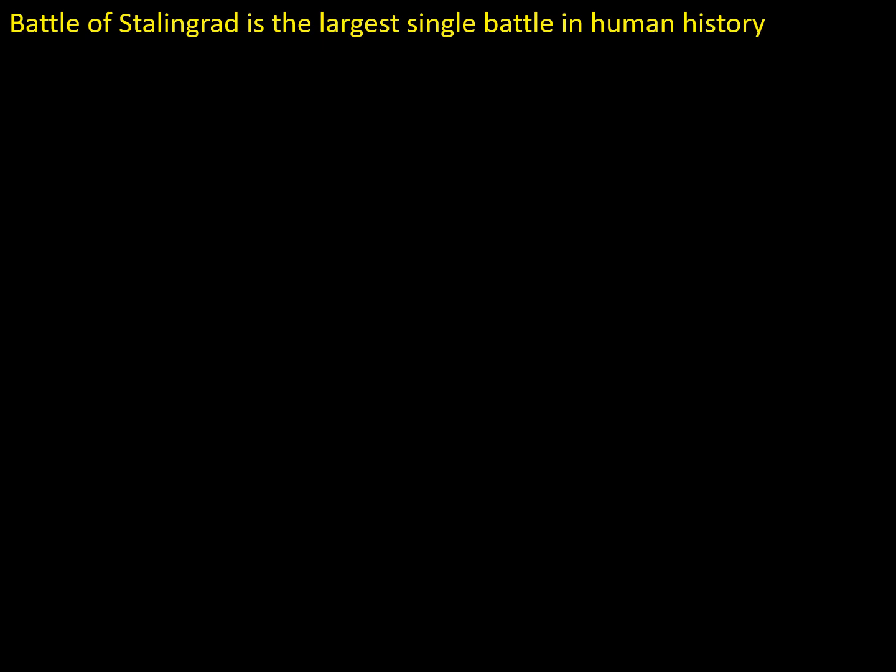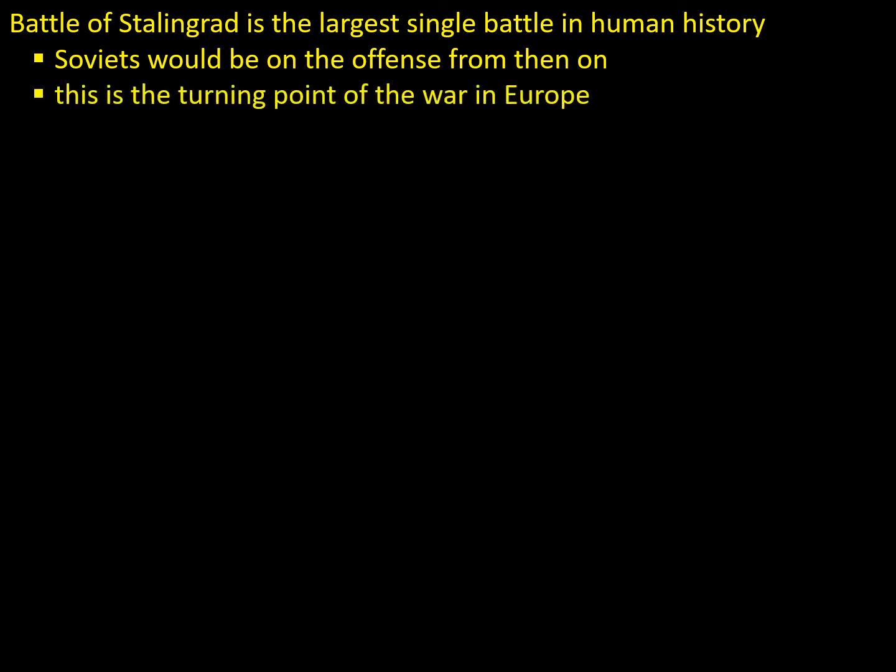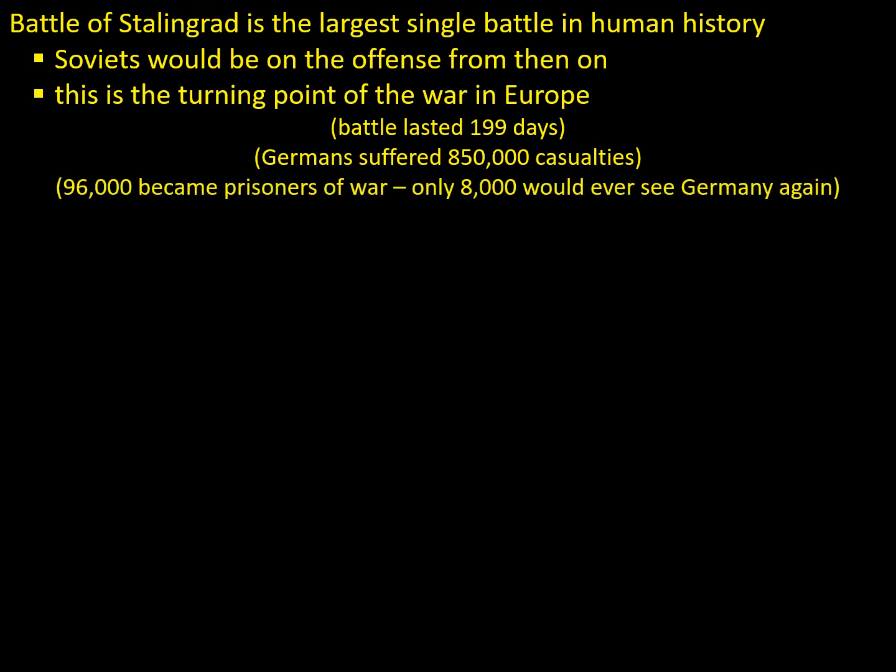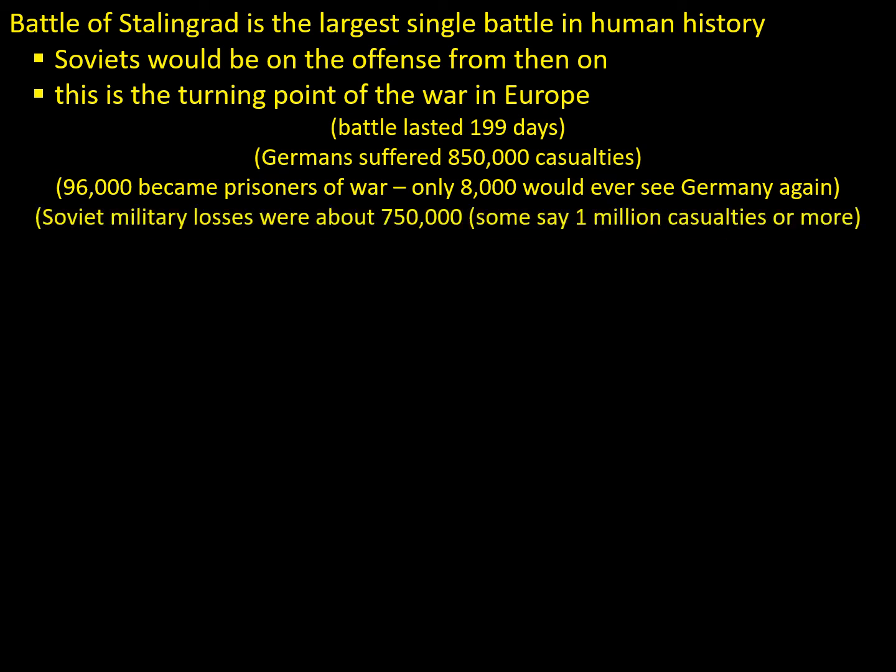The Battle of Stalingrad is the largest single battle in human history. The Soviets would be on the offense from then on. This is the turning point of the war in Europe. The battle lasted 199 days, and the Germans suffered 850,000 casualties. 96,000 became prisoners of war, and only 8,000 would ever see Germany again. The Soviet military losses were around 750,000, and some say may have been as high as 1 million.